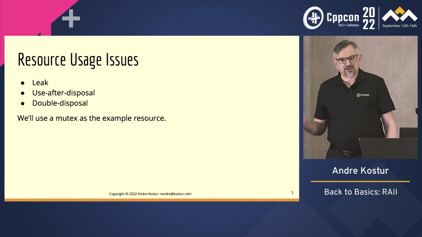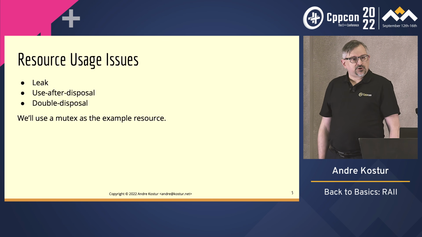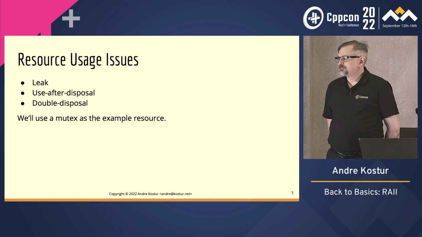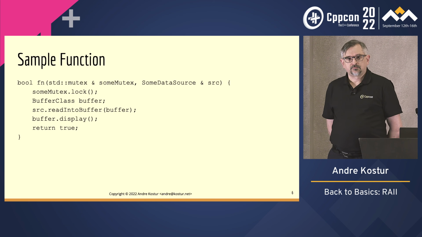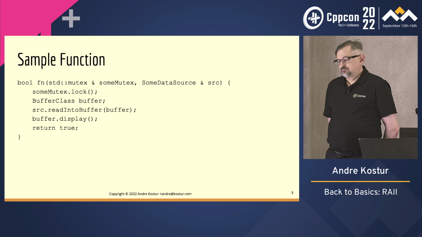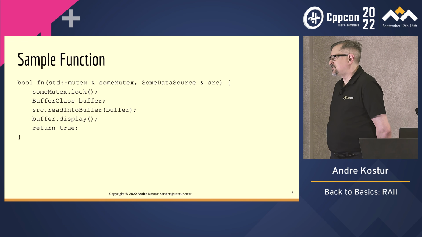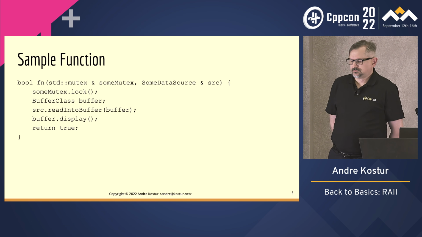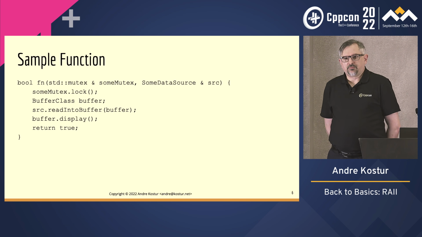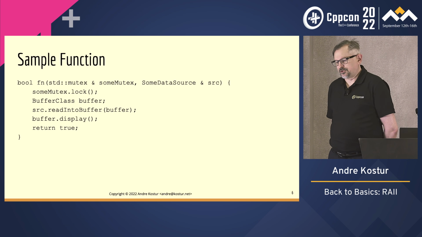So in my example of what comes up, I'm going to talk about using the mutex as the example resource. Let's look at a nice, small slideware type function. It takes in a mutex, and takes in some data source that you should have that mutex locked before using. We start off, lock the mutex. I have some other buffer class that I'm going to read things into. I read from my source into that buffer, show whatever that buffer is, and then return true.